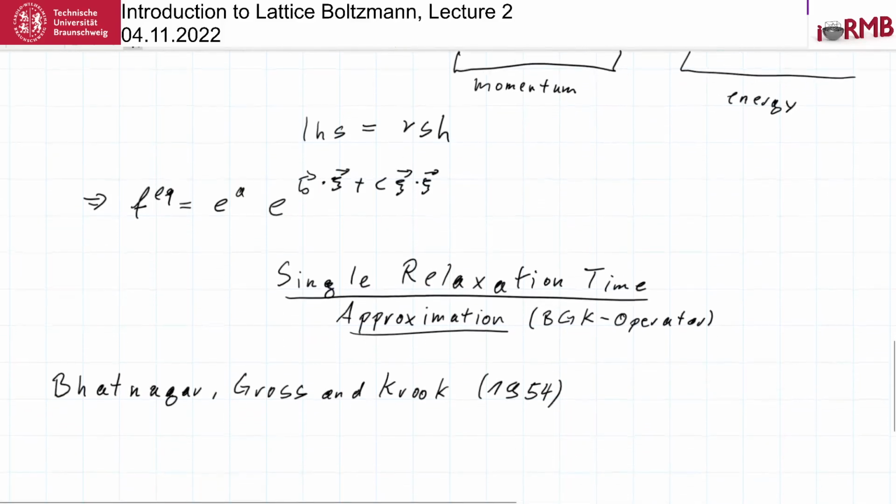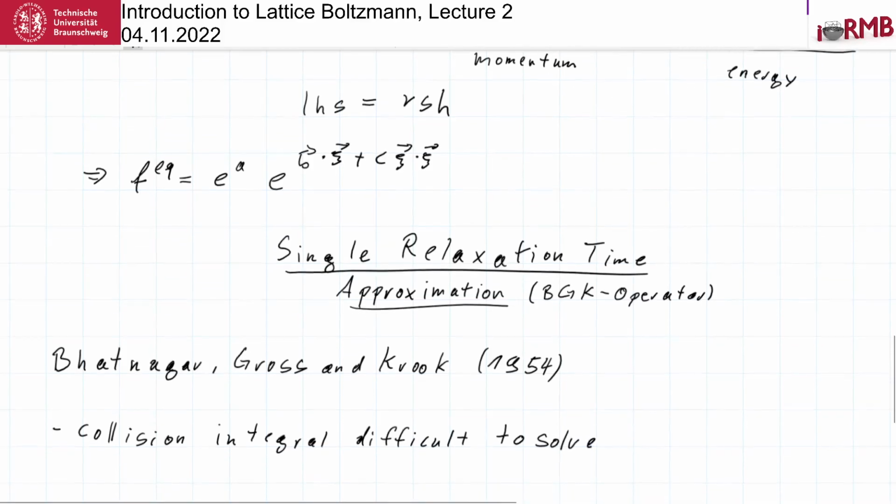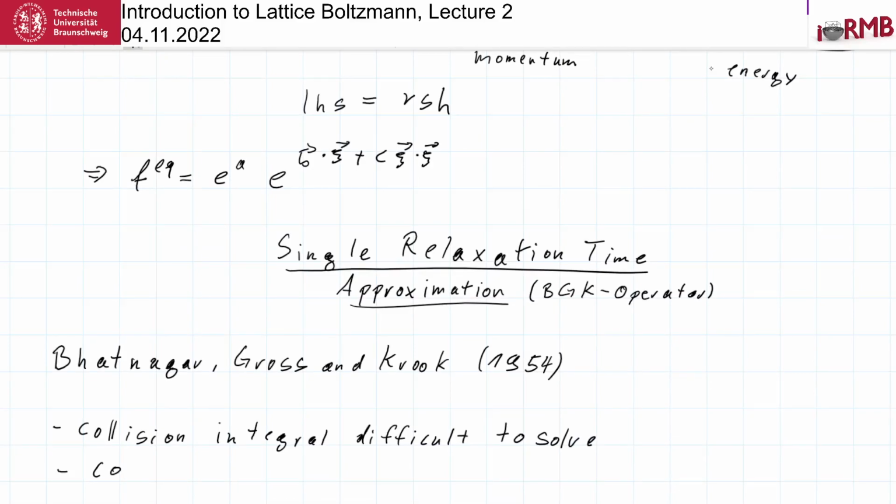So okay, what I just said, the original collision integral is difficult to solve. This is why we want to get rid of it. And we get rid of it by recognizing that what collision does is it is driving the distribution towards an equilibrium, or the equilibrium.